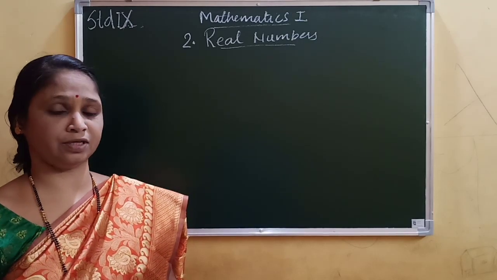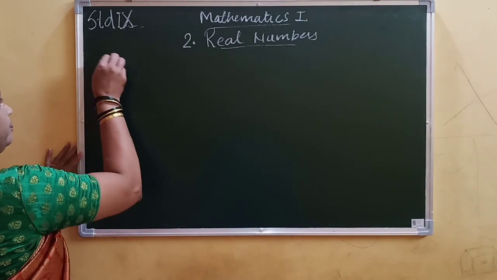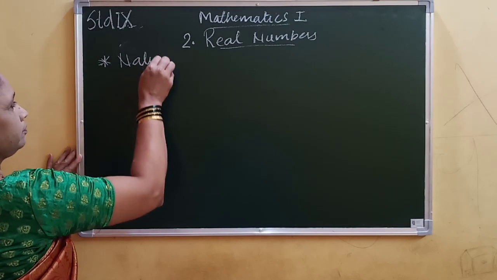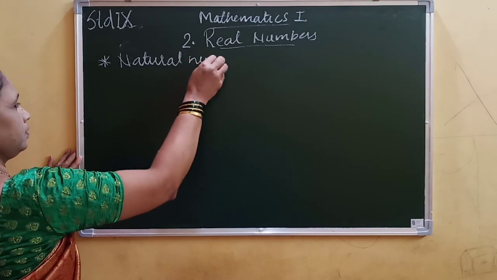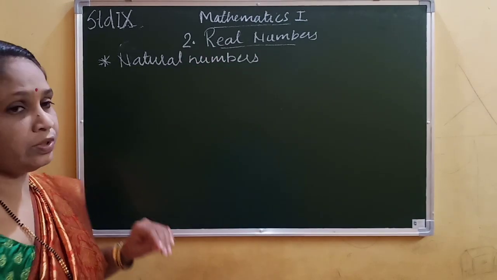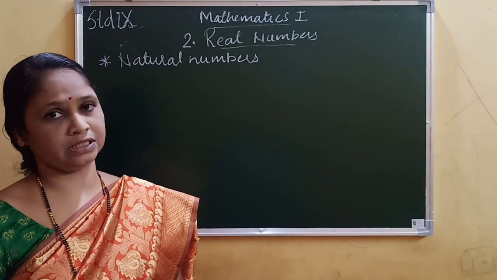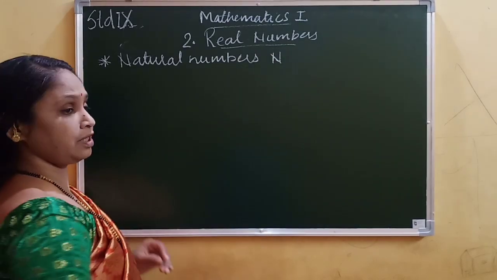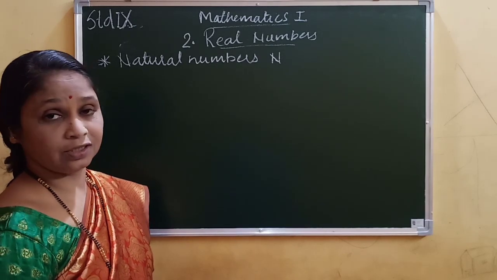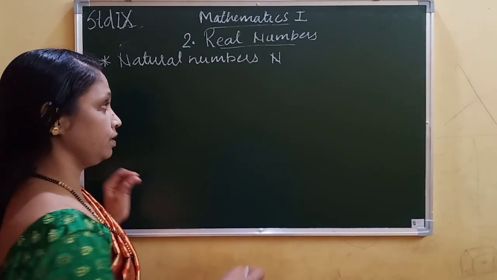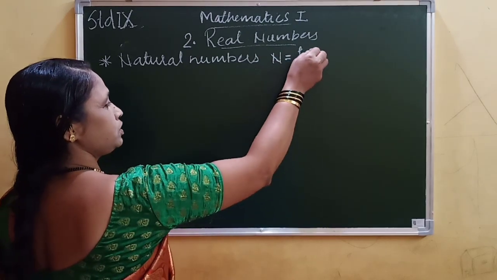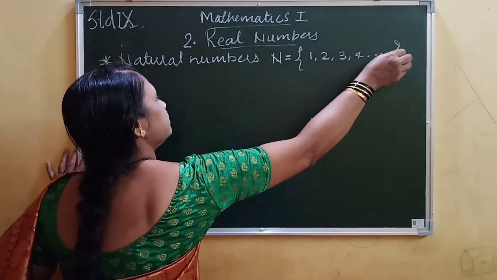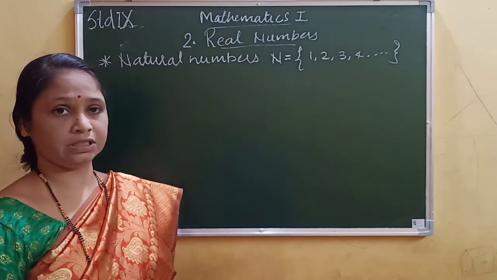Now we have studied about natural numbers. Natural numbers means what? Counting numbers are called natural numbers. We learn about sets, so we say the set of natural numbers is denoted by N: 1, 2, 3 and so on. They are infinite in number. This we have all studied.